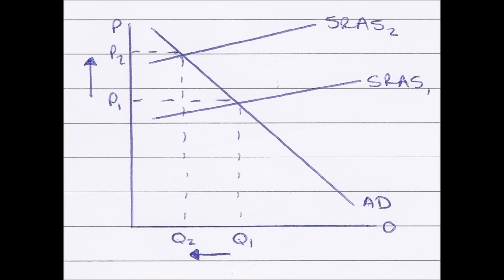Next, we have short-run aggregate supply decreasing, and this is shown by a shift in the curve upwards from SRAS1 to SRAS2. And due to this, our price level has increased from P1 to P2, and our equilibrium output has fallen from Q1 to Q2.